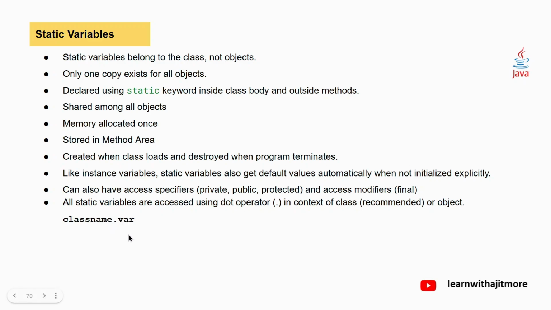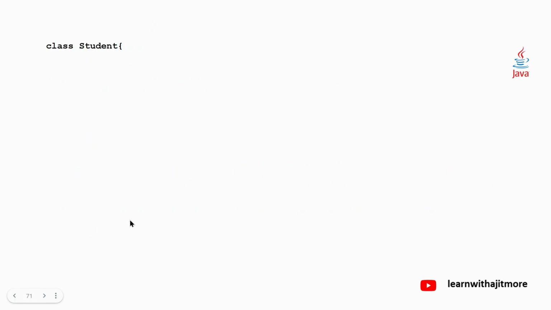Like this, class dot variable. But object dot variable is also legal. Java says this is also legal, this is also legal. But what is recommended? The first one, for clear understanding in the code. Means in your code, if you are writing the first type, we immediately recognize that this variable is a static variable. Okay.